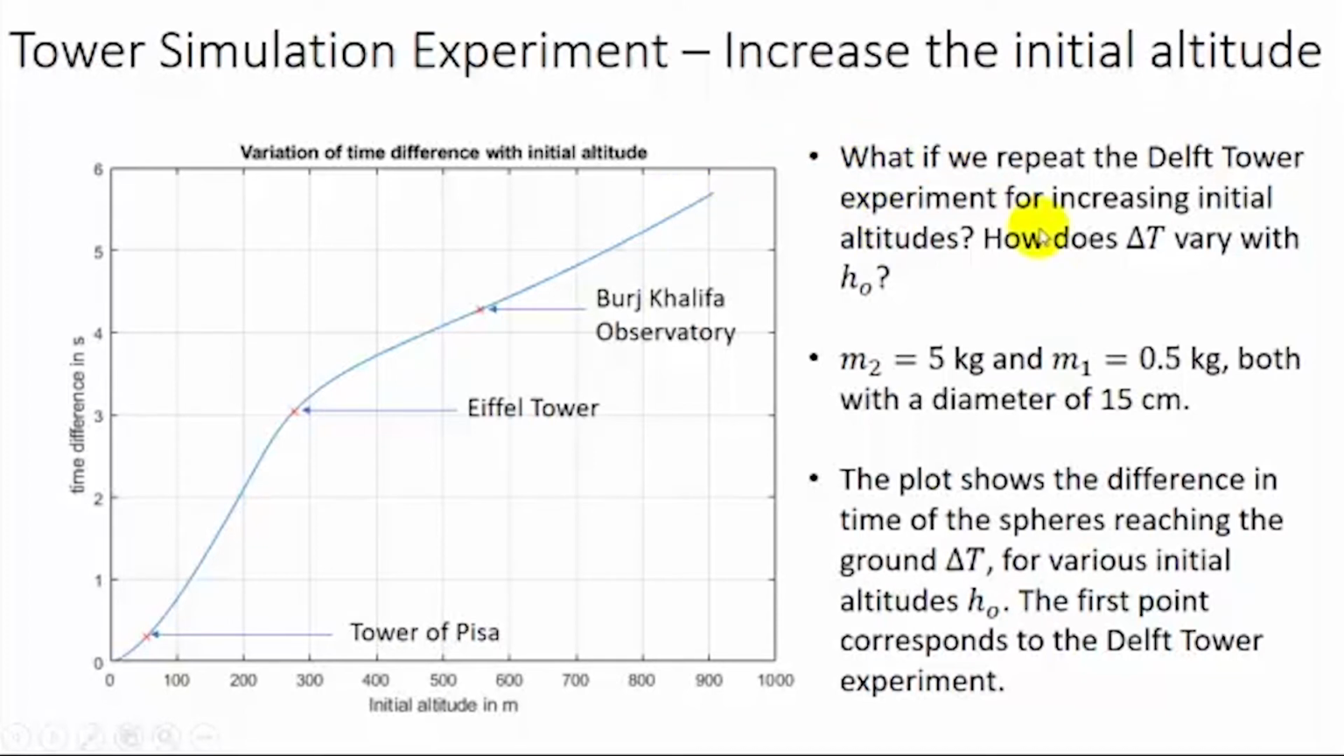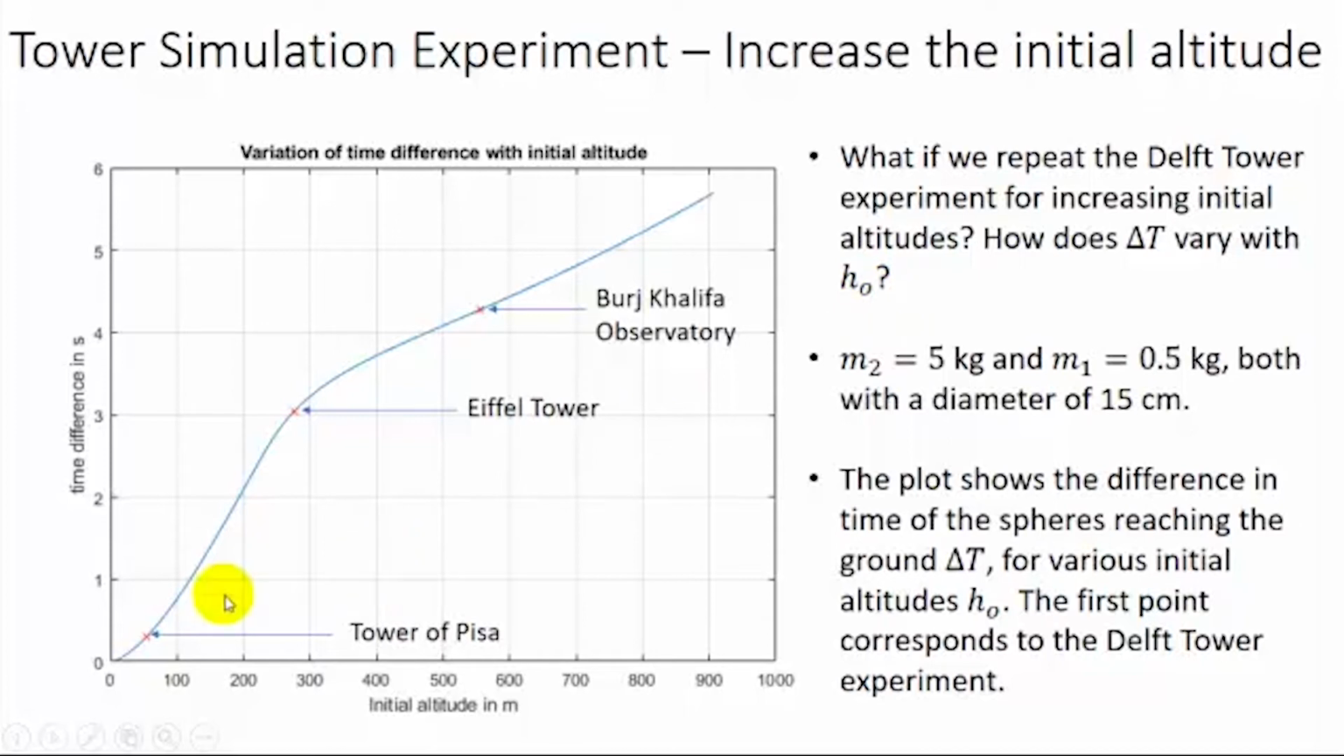In this slide, we present the question of how would the previous experiment might have changed if we had done it with a higher initial altitude. Remember that the initial altitude used in the Delft Tower was only 30 feet, 9.14 meters. How would the change of time of the two balls reaching the ground vary if we started the experiment at increasing initial altitudes?